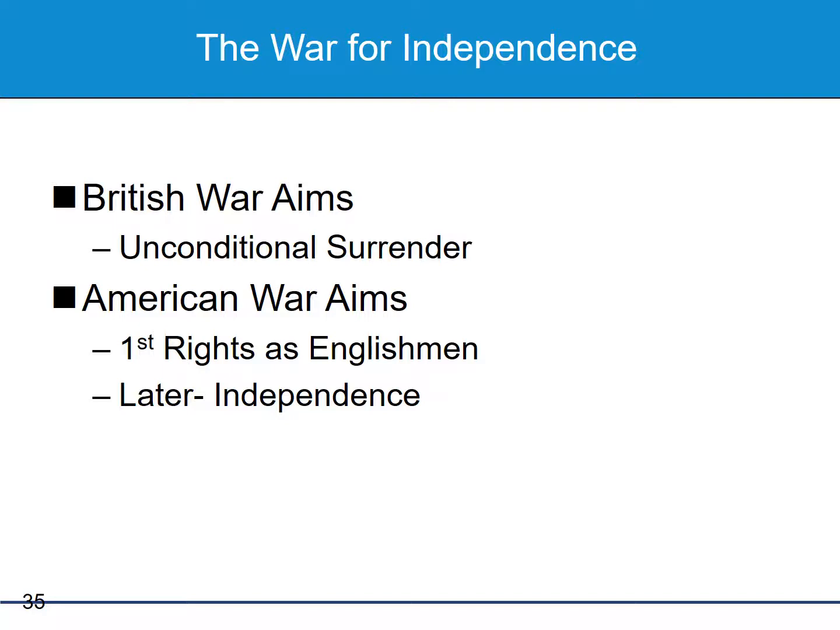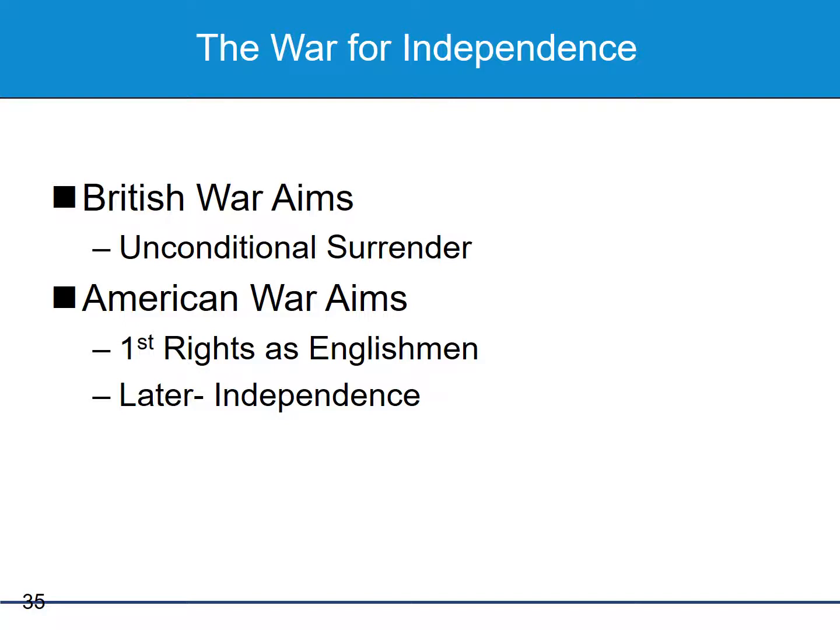The idea is that any negotiation at all with the Americans legitimizes the American movement. It legitimizes their claims that their rights are being violated. And so the British have to fight for unconditional surrender, which means that they have to completely defeat the Americans and then impose peace on them.